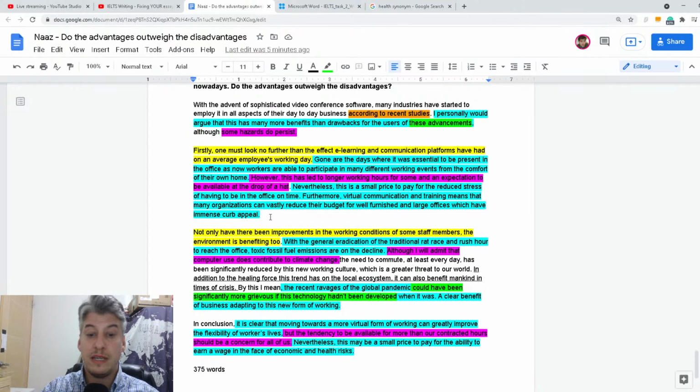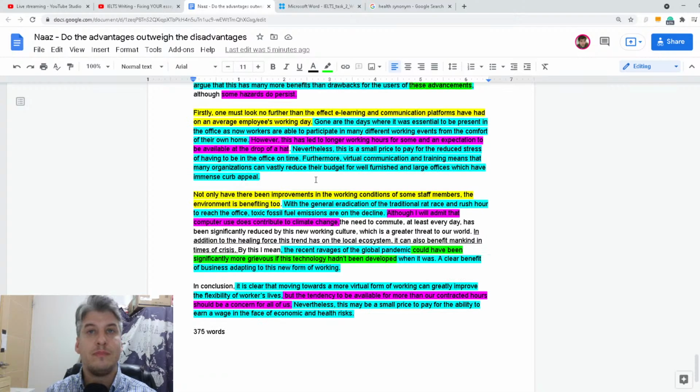So all of this is the same ideas that Naz had. I've just arranged it slightly differently. But you can see that I've got this part talking about benefits. This part, I've mentioned some drawbacks. But this part, again, talking about the benefits. This is what my thesis was saying. There are more benefits than the drawbacks. So moving on to the second paragraph, okay?